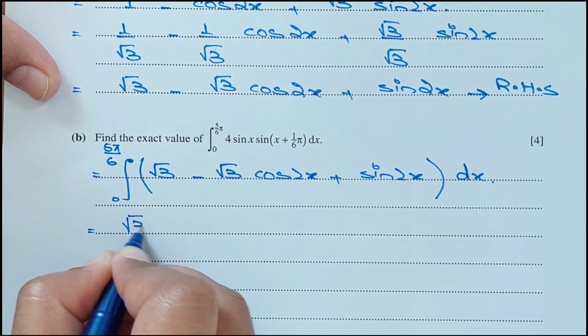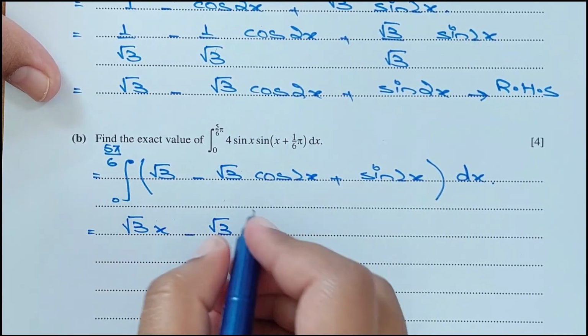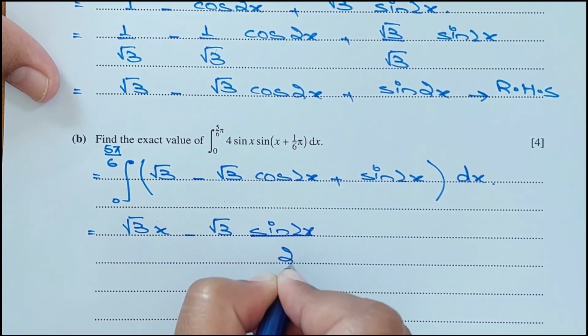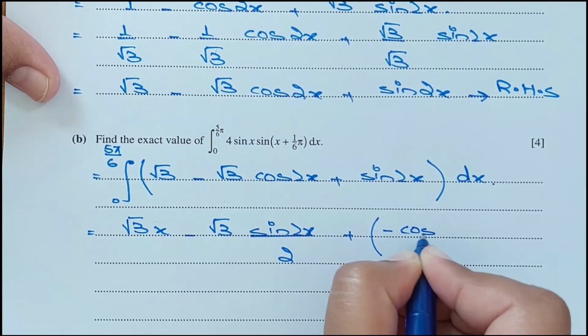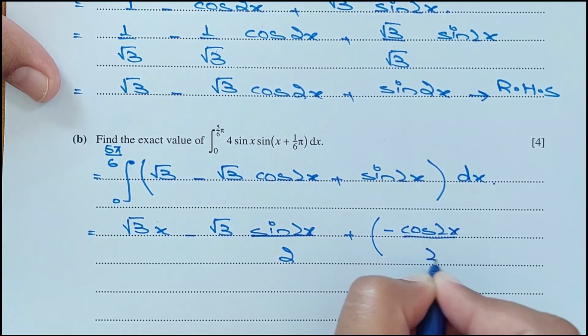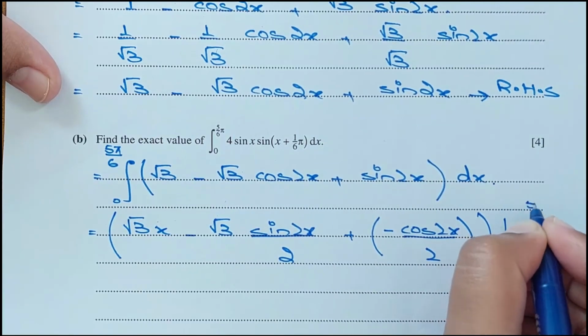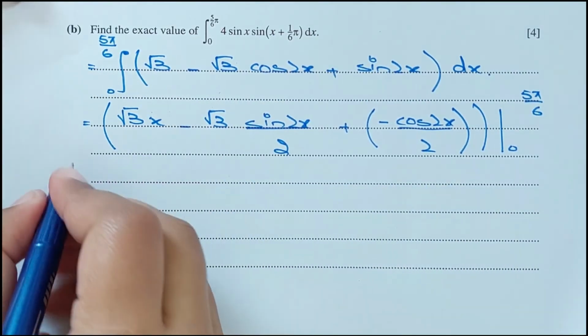This is square root of 3x minus square root of 3. The integration of cos is sine 2x divided by 2, plus the integration of sine is minus cos 2x divided by 2, and the limits are between 0 to 5 pi by 6. Okay, let me apply the limit.